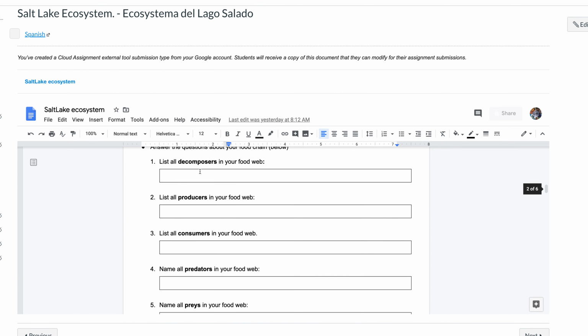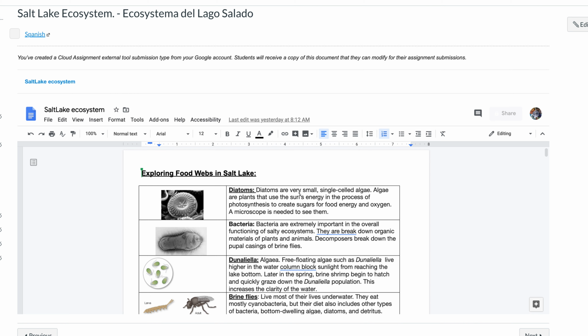So if you go here, at least of all producers, one of the producers will be the diatom, and the reason why is because it's using the sun's energy. When you use the sun's energy, that is called a producer because you're producing the energy for the rest of the organisms in your ecosystem.